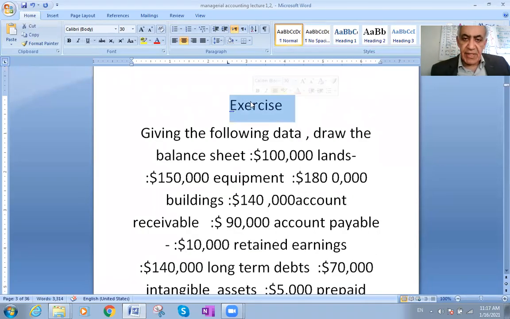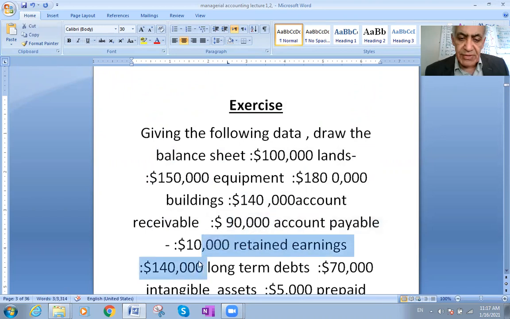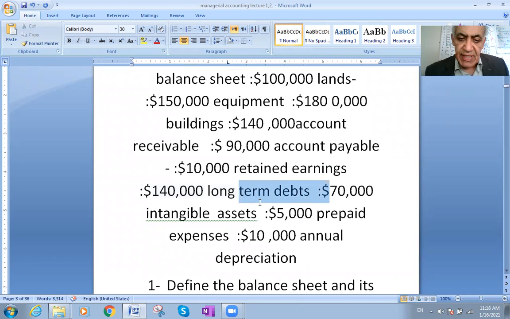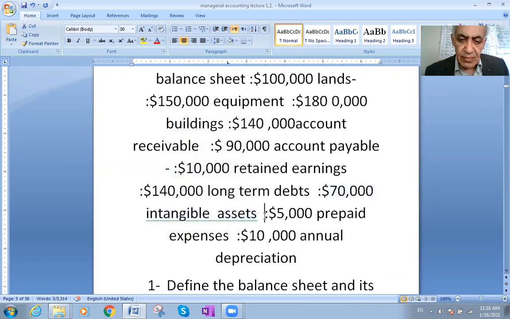So here is the exercise, which we will do right away. Given the following data, draw the balance sheet. We have this information now: 100,000 in lands, 150,000 equipment, 180,000 buildings, 140,000 accounts receivable, 90,000 accounts payable, 10,000 retained earnings, 140,000 long-term debts, 70,000 intangible assets, 50,000 prepaid expenses, and 10,000 annual depreciation.